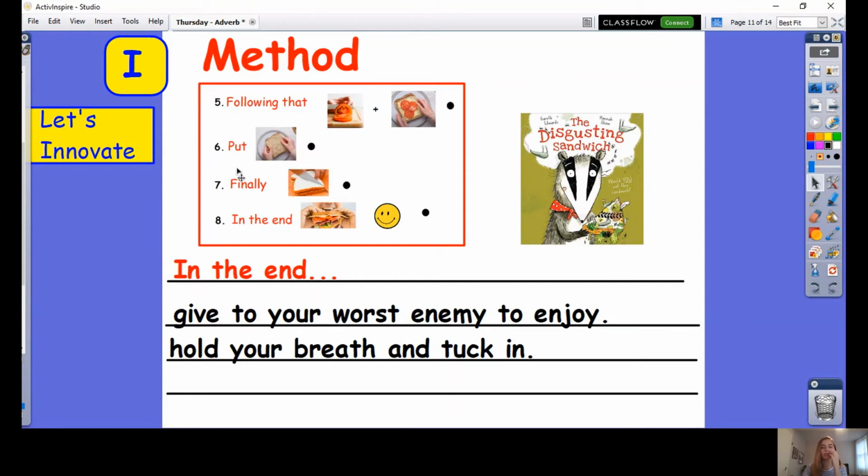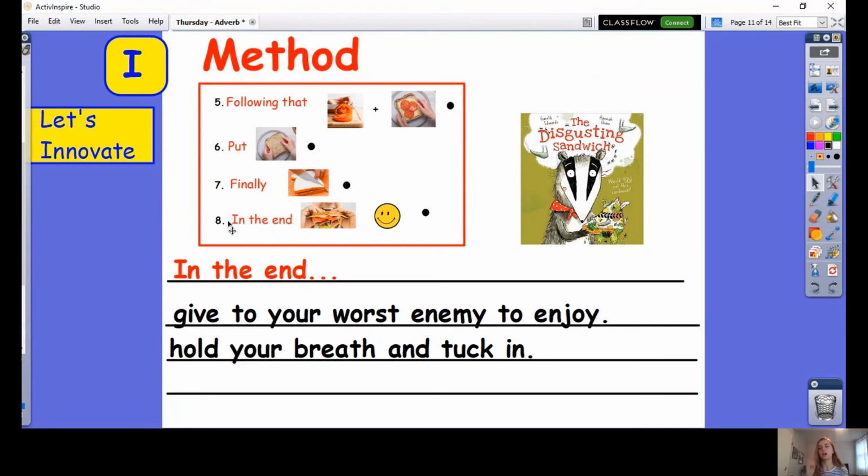In our method, we're still going to have steps 6 and 7, where we need to put one piece of bread on top of the other, and 7 is where we have to cut the sandwich in half. So you're still going to have those steps, but you're going to challenge yourself and put an adverb in. So you might have finally cut the sandwich in half slowly, or put the bread on top of the other carefully or slowly. But 8 is where we get to have a lot of fun.